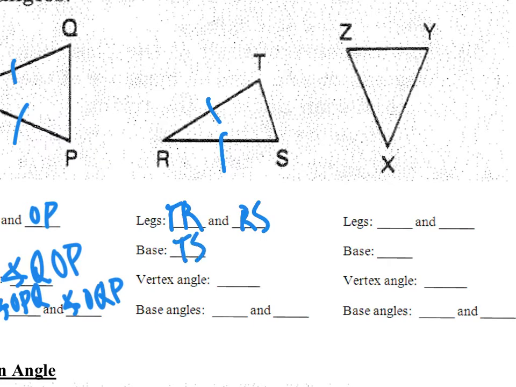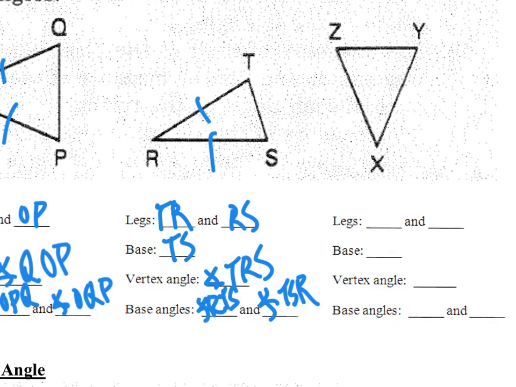My vertex angle is going to be formed by those two congruent sides touching, and I have angle TRS. And then my base angles are going to be those two leftover angles at the very bottom. So I have angle RTS and angle TSR. As long as you have S and T as the vertices for the base angles, whatever order you write the letters in doesn't matter. We covered that in Unit 1.